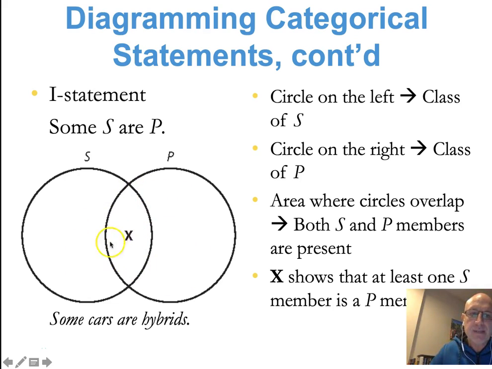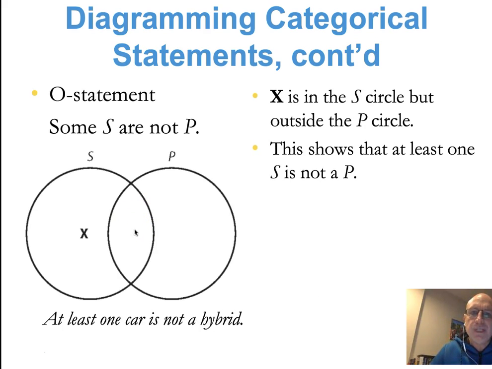It's saying that some cars. So where the circles overlap, the P is hybrids, the S is cars. Where cars and hybrids overlap, you have at least one car that is a hybrid. Of course, you could have a number more, but we are very aware that not all cars are hybrids. So we indicate the particular affirmative, the I statement, with the X in the middle.